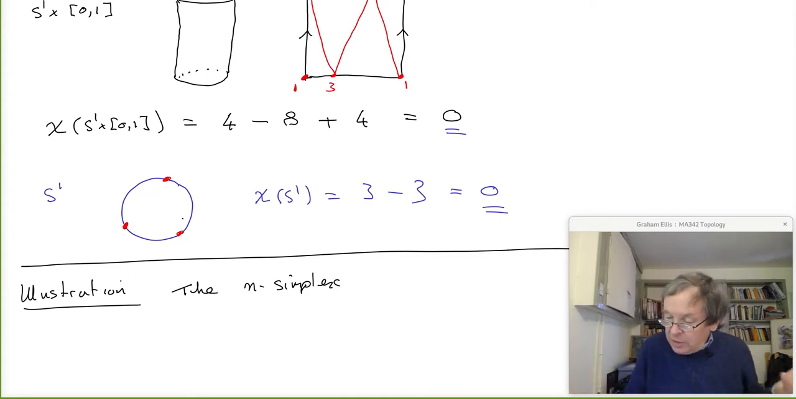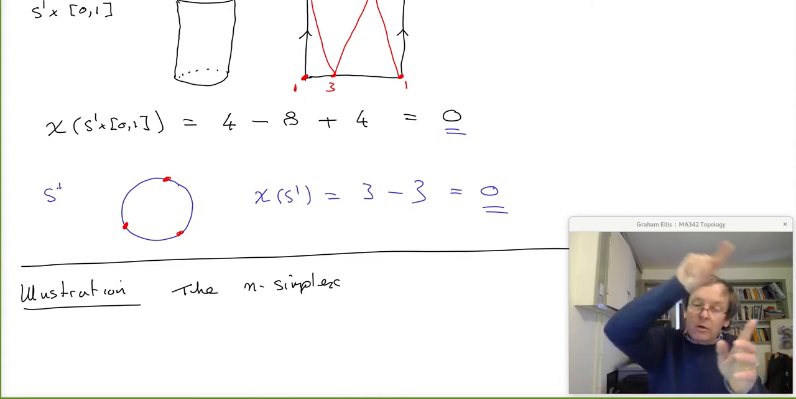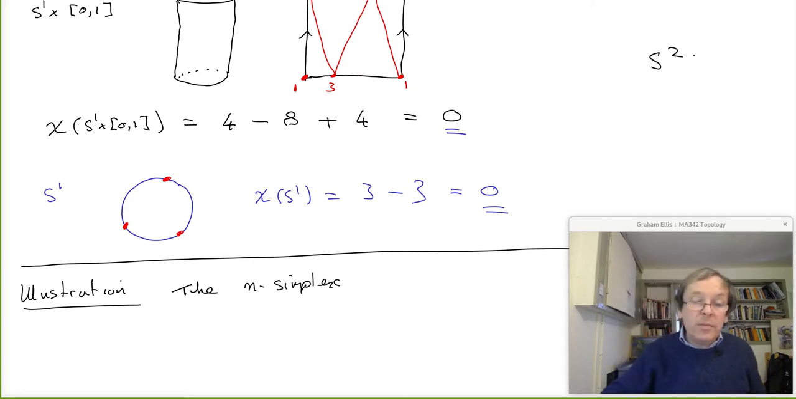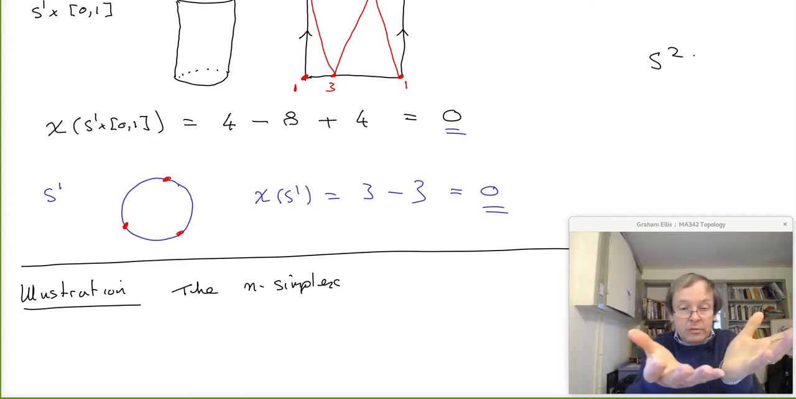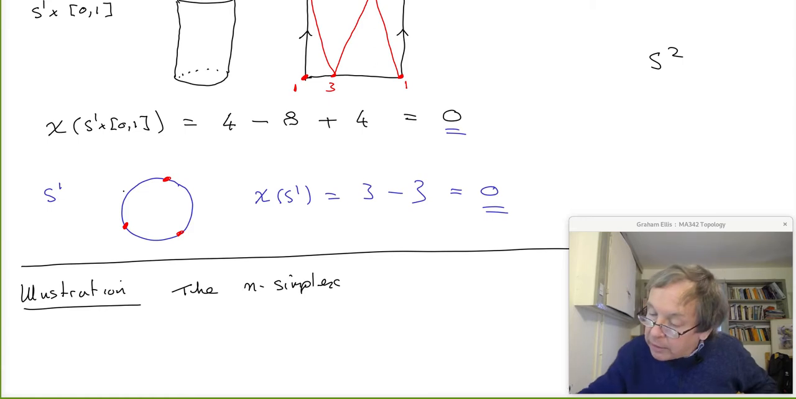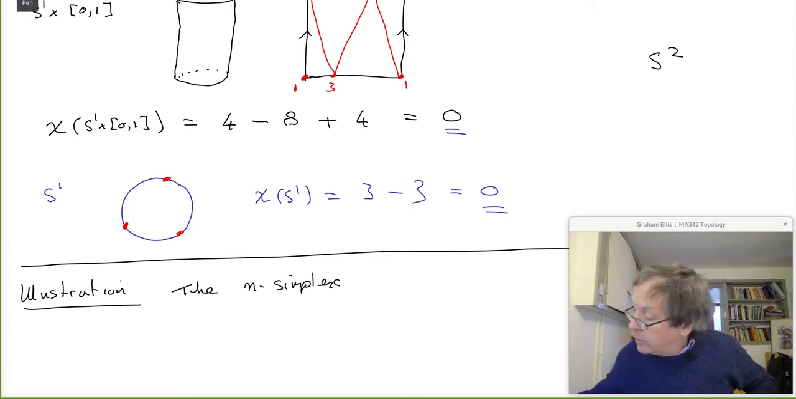So mathematicians say S1 is a circle. By a circle, they mean a ring. And if ever they write S2, that's a two-dimensional circle. That's a sphere, a hollow football. And there's an S3 and an S4 and so on. So yes, that's definitely a ring. It's an empty ring.